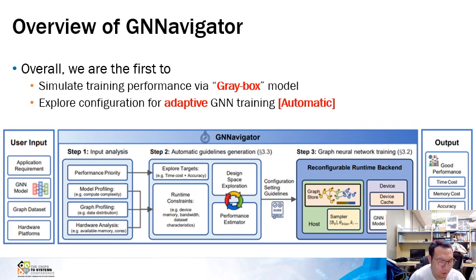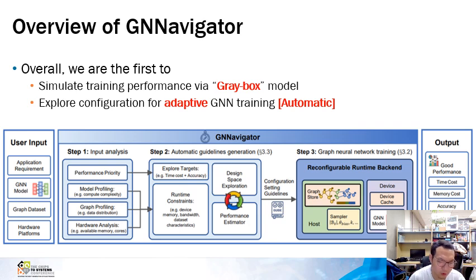And step 2 is the guideline generation. In step 2, GNNavigator automatically generates GNN training guidelines, taking both expert targets and runtime constraints into account to ensure its adaptability. We further design a gray box performance estimator to accurately predict the training performance with relatively low overhead.